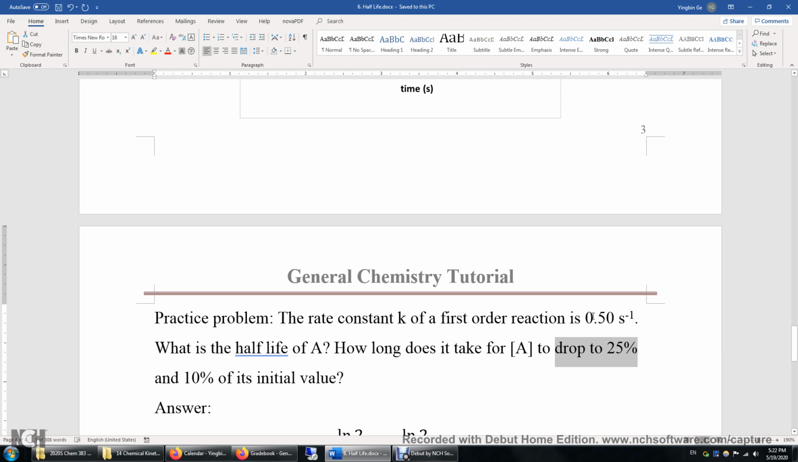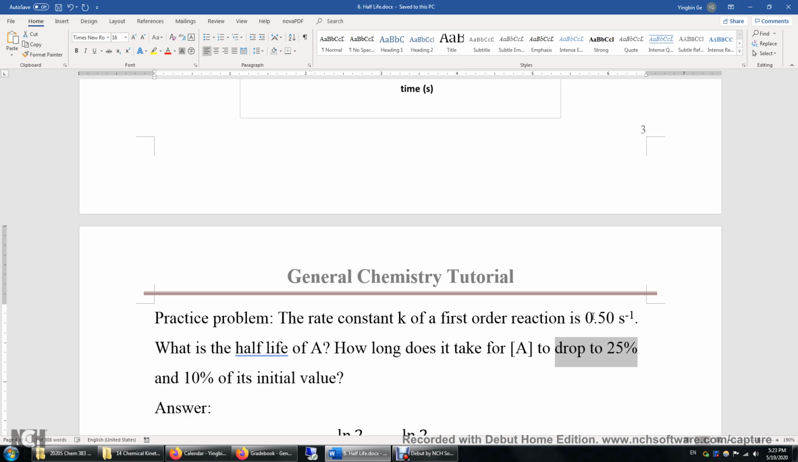It takes one half-life for A to drop to 50%. And from 50% to 25%, again, the concentration of A decreases by 50%. What's the percentage of the decrease? What you want to do is 25% divided by 50%, and the result is 50%. So for the concentration of A to drop to 25%, you just need two half-lives.